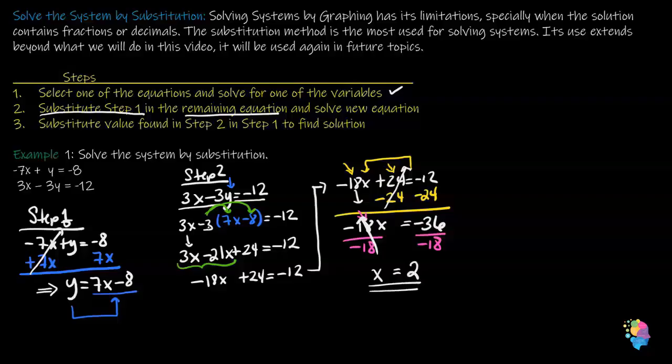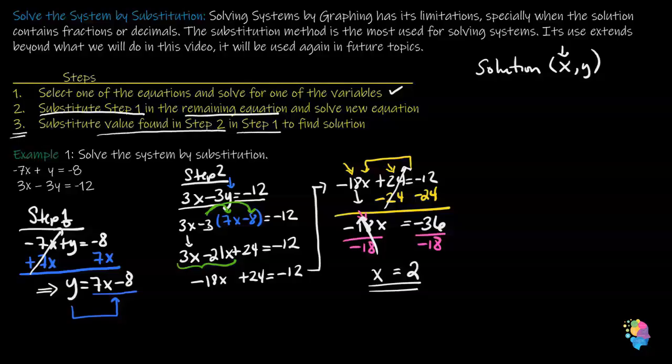But be very careful. Remember, the solution, it's an ordered pair, x and y. So right now, all we have is the x. We need to go find the y. And we do that by completing step 3. We're going to substitute what we found in step 2 back in step 1.